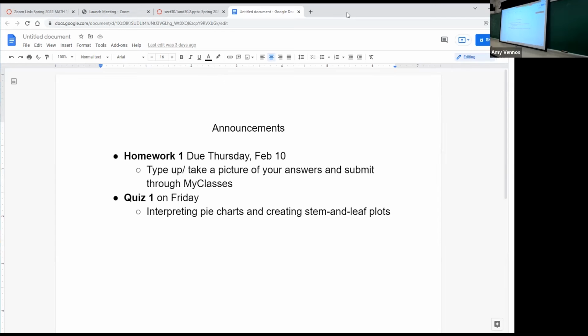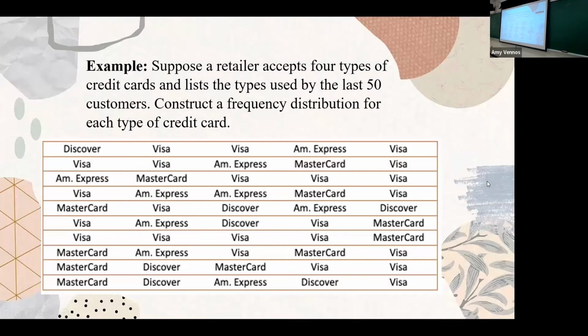Okay, so let me change this screen share to a PowerPoint. Just a refresher on last class. We're talking about how we represent things called qualitative data. There are two types of data: quantitative and qualitative. Does anyone remember the difference between the two? Alicia? Yes. Right, so quantitative is measurements. Qualitative is more of the categorical ones. You can describe these using words instead of numbers.